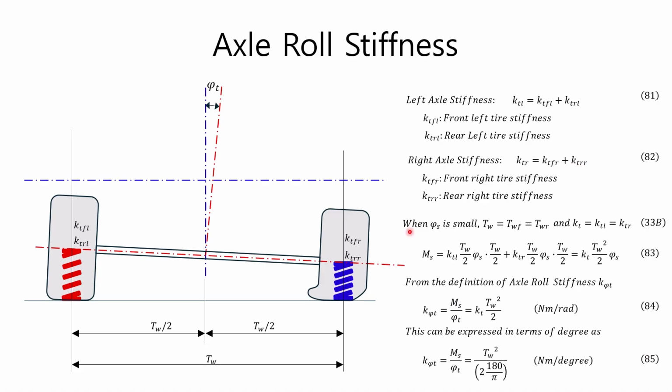As shown in equation 33b, if phi t is small, the left tire stiffness and the right tire stiffness are equal, and the front axle track and the rear axle track are equal, the rolling moment, ms, can be expressed as in equation 83. From the definition of axle roll stiffness, k phi t can be expressed as the second term of equation 84, and by substituting ms of equation 83 into the second term of equation 84, the third expression of equation 84 can be obtained. Equation 84 can be expressed in units of angle as equation 85.